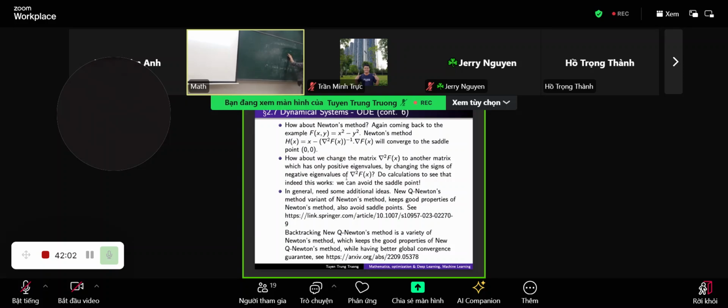But for what I illustrate with this method, if you want to generalize it to a general function, you need to do something more.